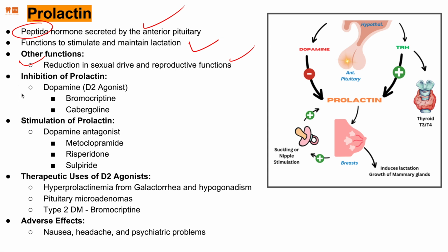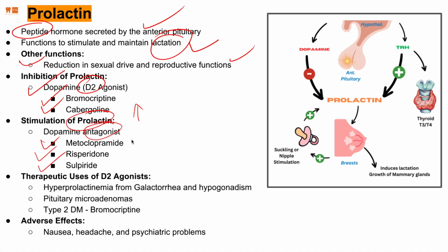Inhibition of prolactin, which means when lactation needs to be inhibited, we give dopamine, or natural dopamine. But if it's a synthetic, we need to make one that binds to D2. So it's a D2 agonist, such as bromocriptine and cabergoline. Stimulation of prolactin, when nursing mothers are not producing enough, we need to stimulate lactation. That's going to work as a dopamine antagonist. Fair enough? Such as metoclopramide, risperidone, and sulpiride.